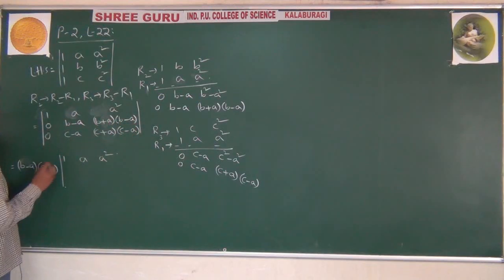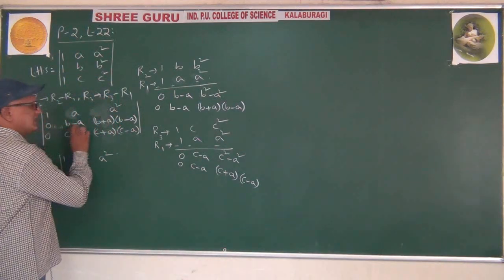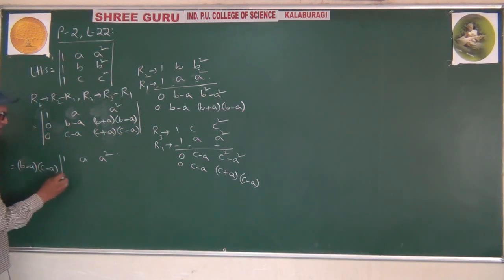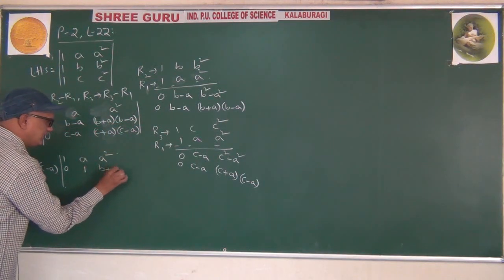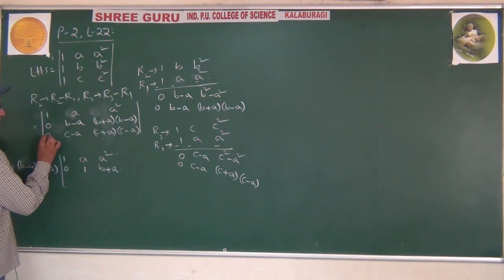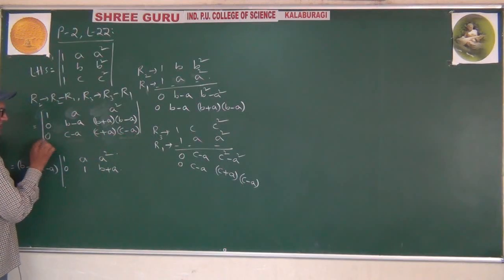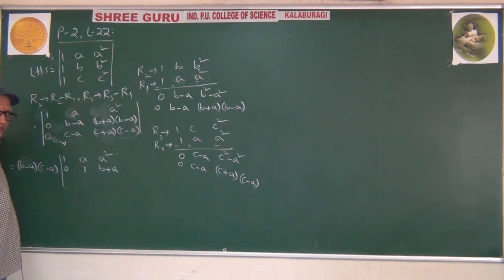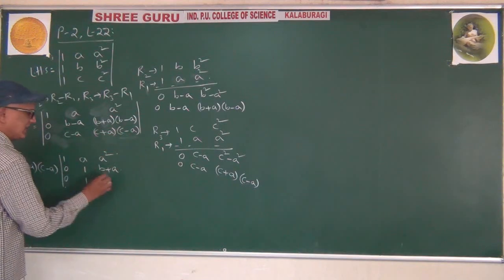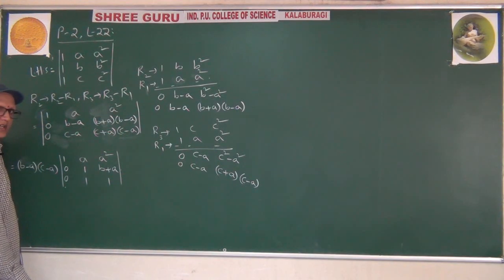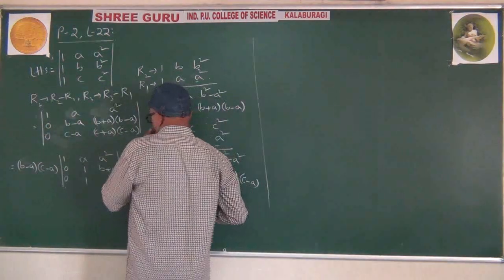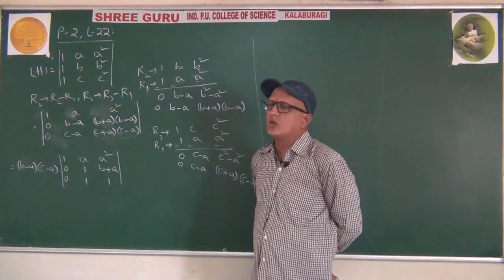Second row: 0 can be written as 0 into b minus a. So b minus a is common. B minus a went out, 0 will be there; b minus a went out, 1 will be there; b minus a went out, b plus a will be there. Third row: 0 can be written as 0 into c minus a. C minus a went out, 0 is there; 1 will be there; c plus a is there. Okay? Now if we expand, it will be easier.